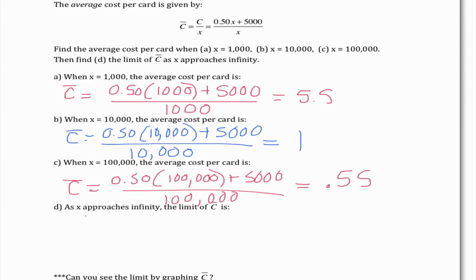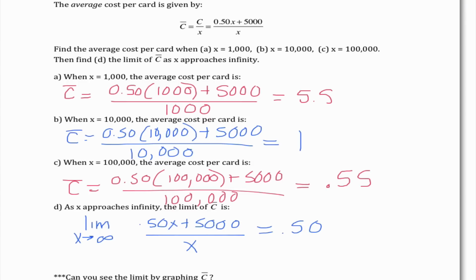And if we go ahead and find the limit as x approaches infinity of 0.50x plus 5,000 over x, we know that we just need to look and see where is the highest term. So if we look, we have x's here, so I can just do 0.50 over 1, which is 0.50. So we can see that we're actually pretty close to the limit here. When I produce that many cards, they're going to end up costing 50 cents per card.